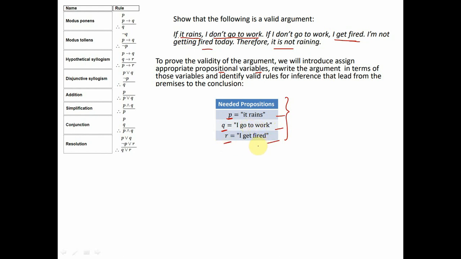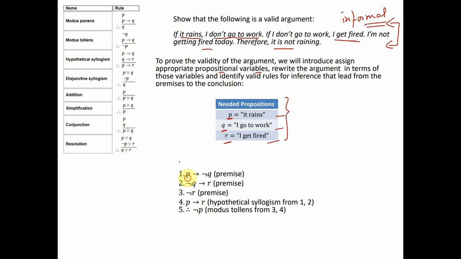Now the next step after we have identified the propositions is to rewrite this argument that has been given informally in a formal manner. We have P implies not of Q. This is the given premise. It says, if it rains, I don't go to work. If it rains, I do not go to work. P implies negation of Q. This is the given premise.